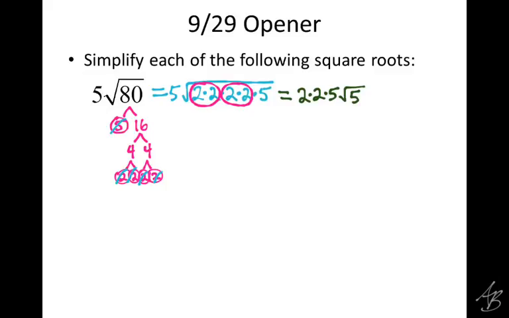All right, are we done? Brian? There's one more thing we need to do, right? What's that? Yeah, the coefficient. So, what's 2 times 2? And then 4 times 5? Perfect. So in the coefficient we get 20 when we multiply that out, and then inside the square root, in the radicand, we get 5. That didn't change because there wasn't anything to multiply out there.